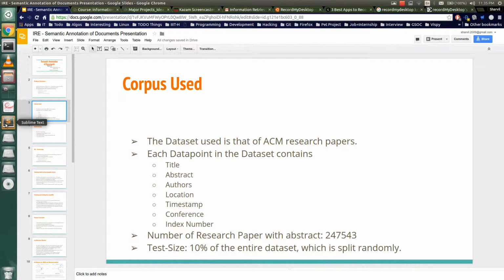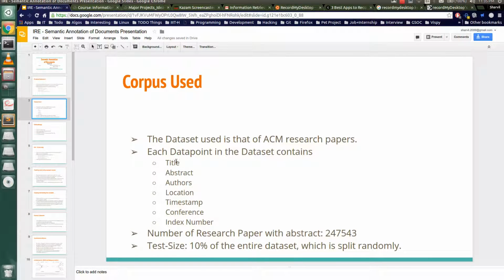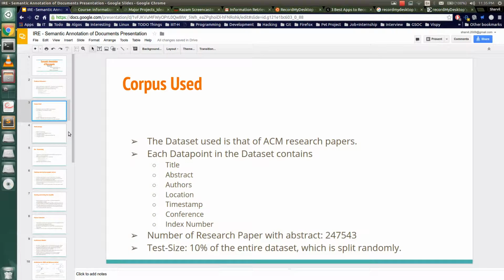Our corpus consisted of ACM research papers, with each research paper having title, author, location, timestamp, etc., with an abstract being in most of the research papers. The number of research papers which had an abstract was somewhere around 2.5 lakh. And we used a test size of 10% for the entire data set, which was split randomly.